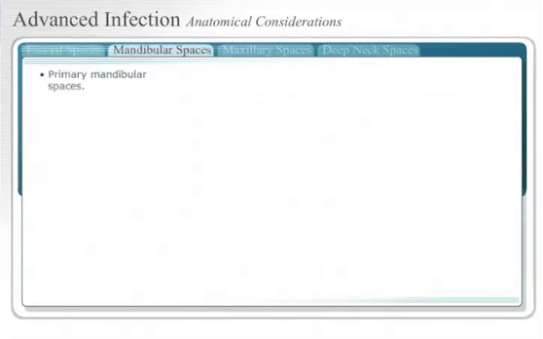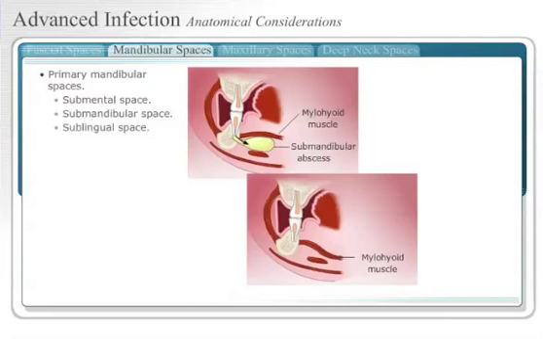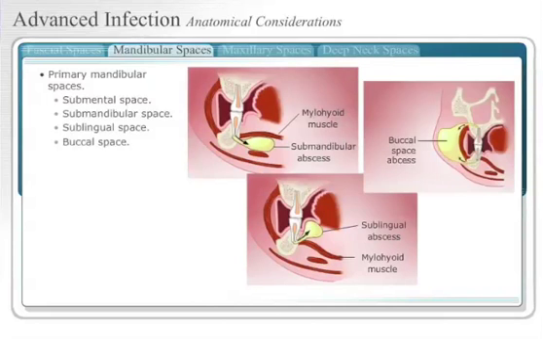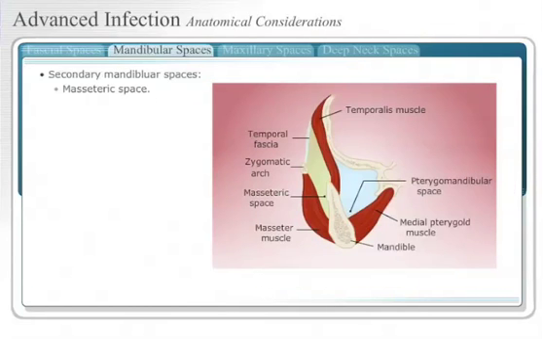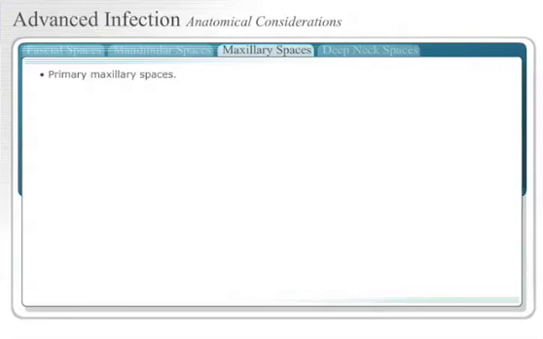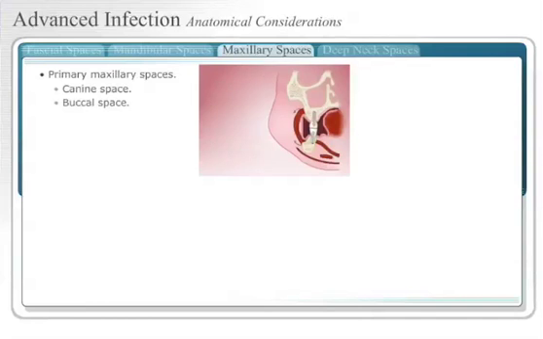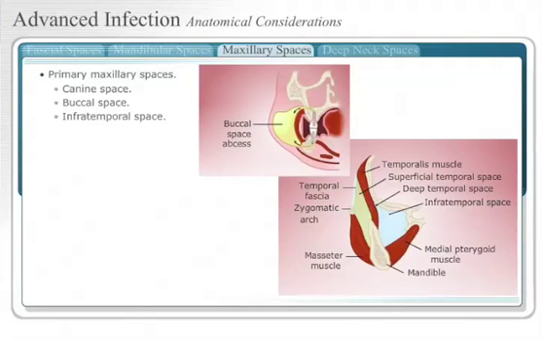The primary mandibular spaces include the submental space, the submandibular space, the sublingual space, and the buccal space. The secondary mandibular spaces are infected only after involvement of the primary mandibular spaces. These spaces include the masseteric, pterygomandibular, and temporal. Primary maxillary spaces include the canine space, the buccal space, and the infratemporal space. Involvement of these spaces may cause the infection to ascend to orbital cellulitis or cavernous sinus thrombosis.